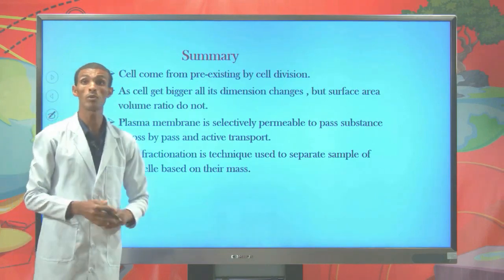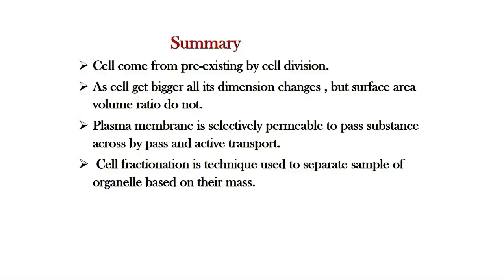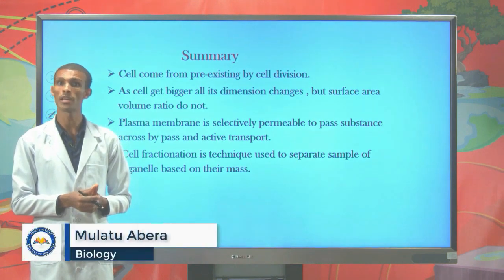Generally, in today's lesson, we have seen cell theory with certain justification. We have seen the types of cell based on absence or presence of a nuclear membrane. We have seen the model that explains the plasma membrane and how plasma membrane proteins and phospholipids are arranged. We have seen some cell structures with their functions. Finally, we have seen how cells can be identified using cell fractionation techniques. This is all about today's lesson.